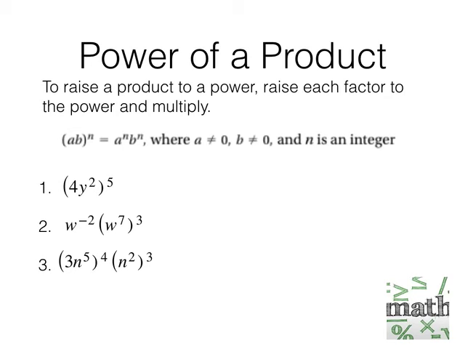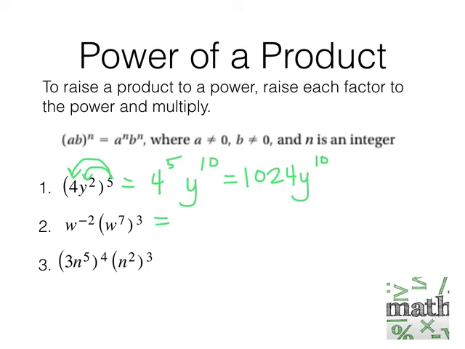So on this one we have 4y squared, the quantity, so this whole thing in parentheses raised to the 5th power. That means that my exponent, that 5 exponent, is going to be applied to the 4 and to the y squared. So this is 4 to the 5th times y to the 2 times 5, power of a power, multiply, which is 10, and 4 to the 5th power comes out to be 1024. So we should have that expression there.